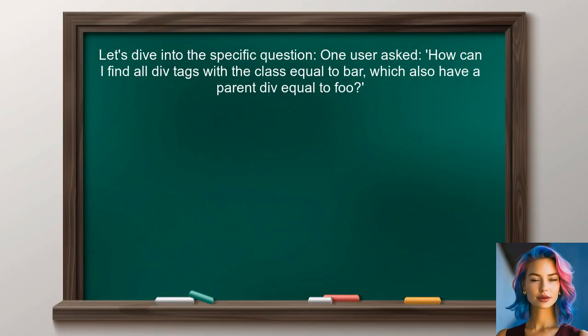Let's dive into the specific question at hand. One user asked, how can I find all div tags with the class equal to bar, which also have a parent div equal to foo? This is a common scenario, and it sets the stage for our troubleshooting.